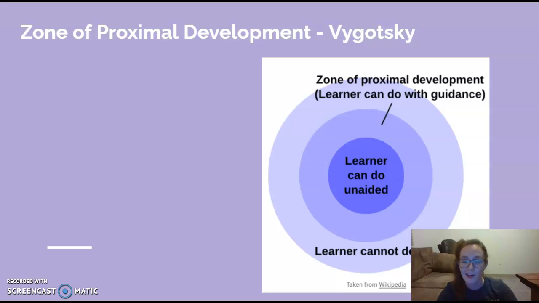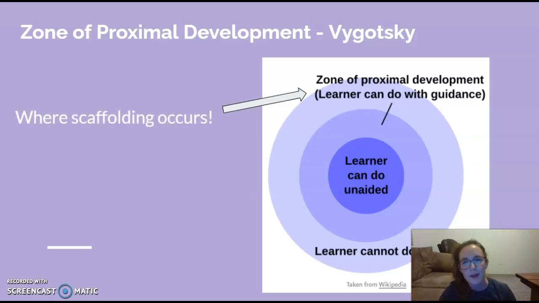So I just wanted to add that own little bit into there. Now, what's important about the zone of proximal development is that this is where the scaffolding occurs. So as the students and the teachers work together, this is where the scaffolding is happening. So again, we're trying to bridge that gap between what the learner can do by themselves and what they can do with the assistance of educators.